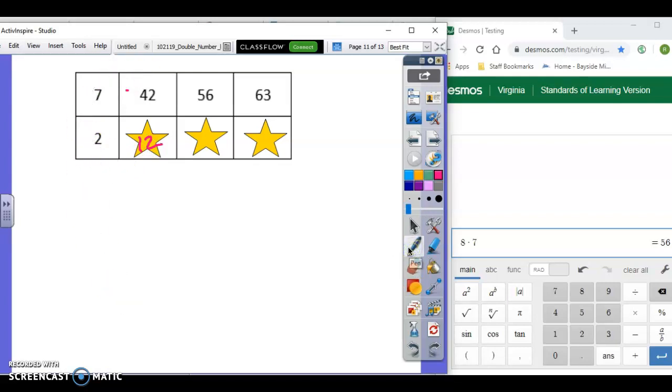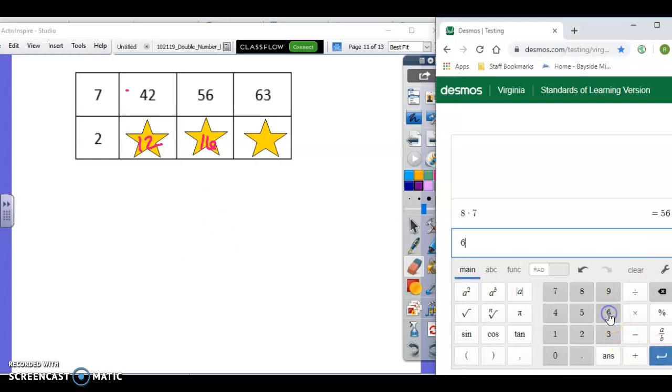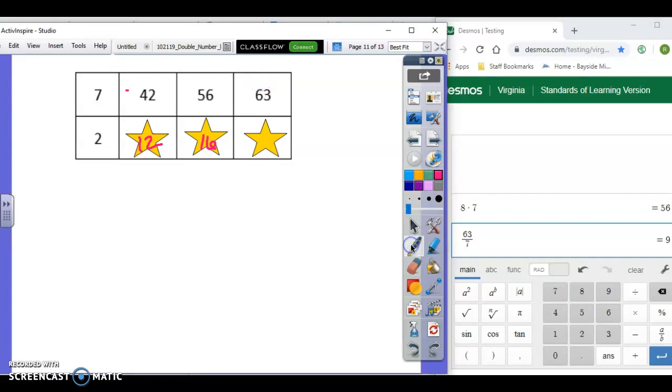Okay, then I'm going to move on to the next one. 56. So we just figured this out on a calculator. We know 7 times 8 is 56. So I'm going to do the same thing to the 2 and get 16. So how do we get to 63? If you don't know, all you have to do is type in your calculator 63 divided by 7. And you get 9. So I know that 7 times 9 gives you 63. So I do the same thing here, and that gives me 18.